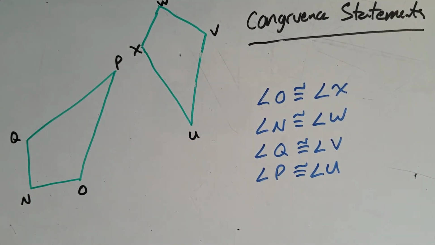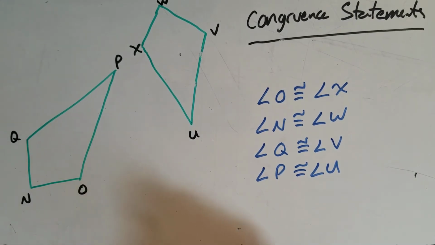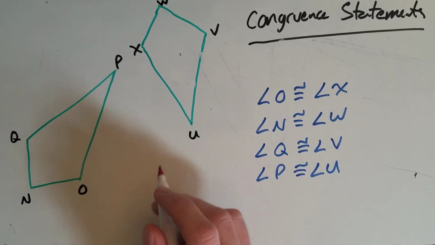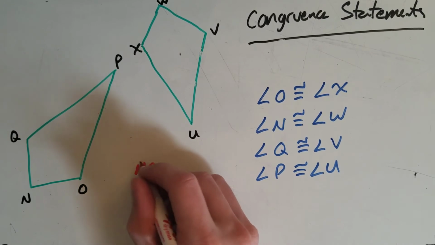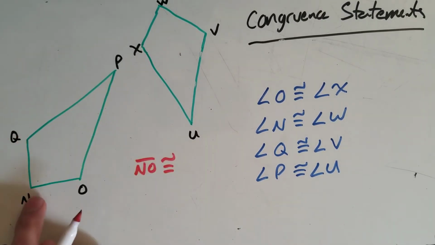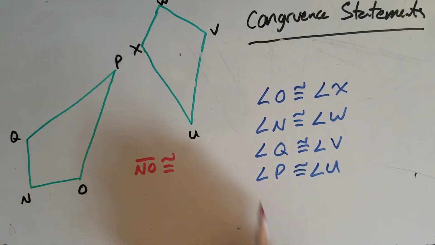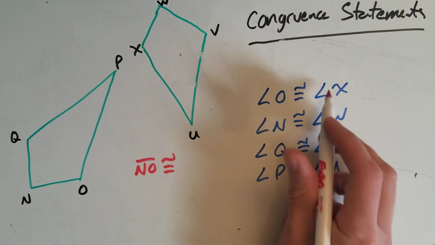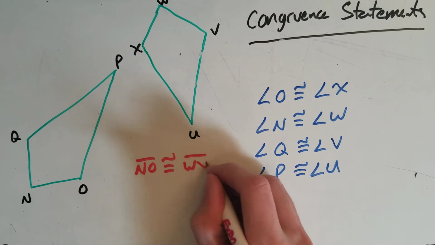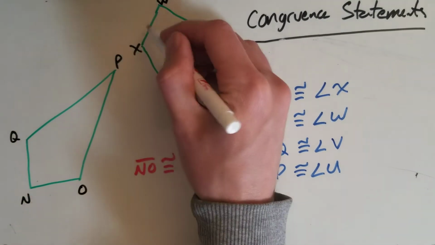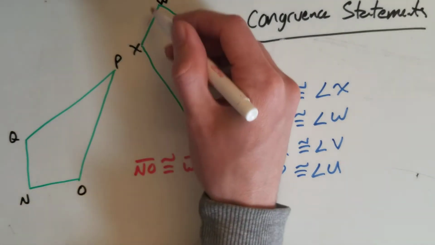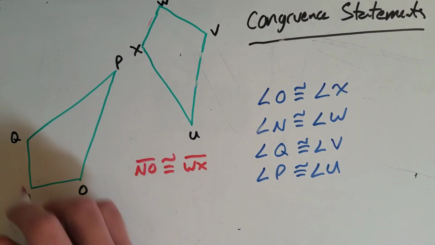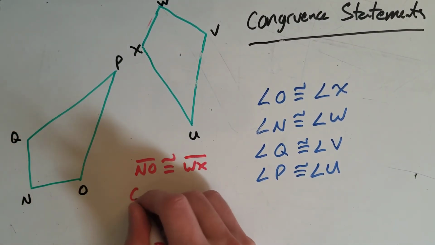Let's go ahead and do our corresponding sides as well, and I'll do them right down here. Let's say we go from N to O. If you go from N to O, I'm just going to use the angles. N goes with W, O goes with X, so NO would be WX. That also is NO here, WX. So that 12 goes with this 12 on this side. And let's say we go QN now.